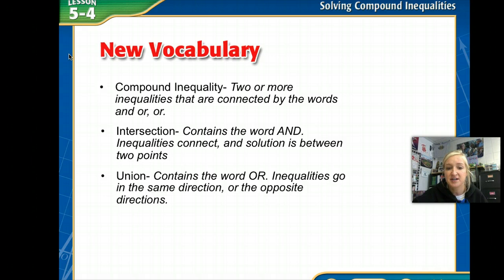An intersection contains the word and. So when you see intersection, you should see the word and. Inequalities connect and the solution is between 2 points. A union contains the word or, and inequalities go in the same direction or in the opposite direction. This will make more sense once we get through some examples. Make sure you get the vocab written in your notes. You'll find it helpful when you start to do your assignments.